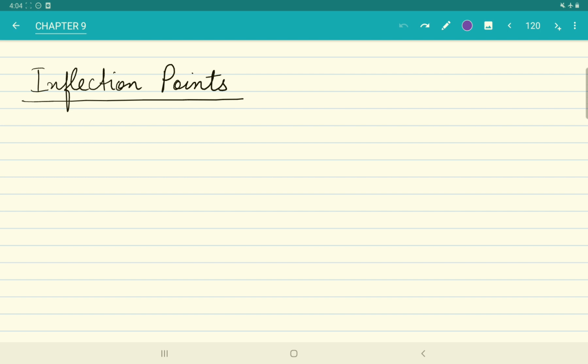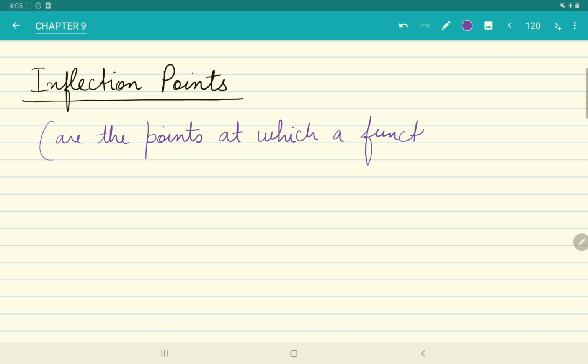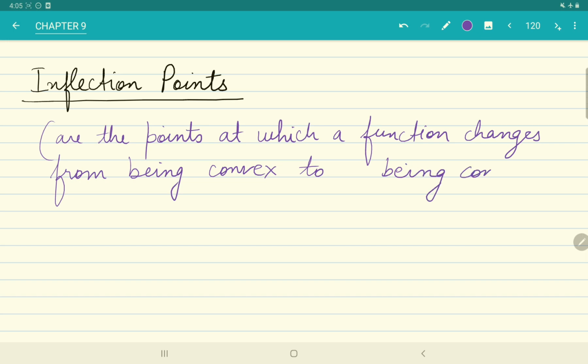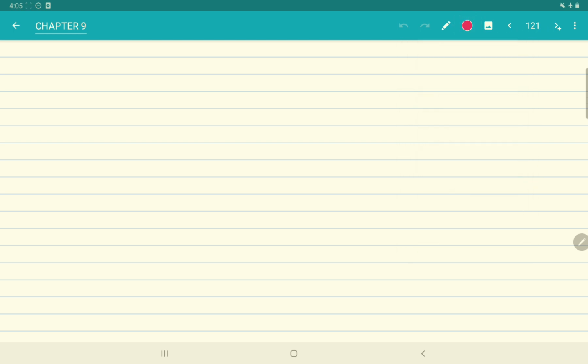So if I'm asked to define inflection points in a general sense, I can say that these inflection points are the points at which a function changes from being convex to being concave, or vice versa. These are inflection points.